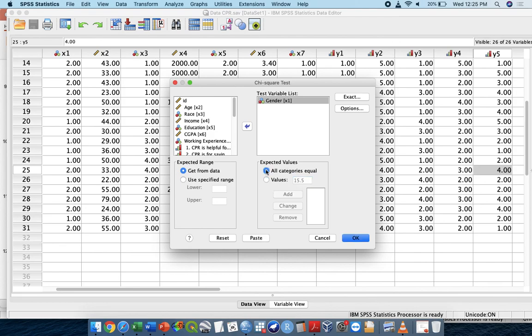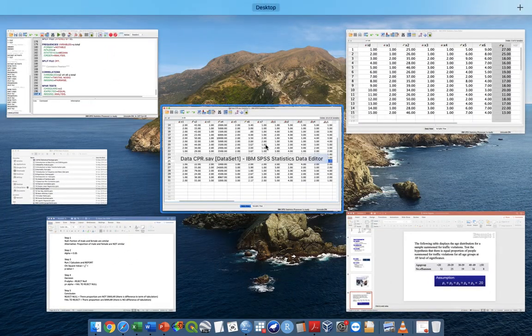Okay. In this case, let's say I run it as equal and then I'm going to hit the Paste button. After I hit the Paste button, what is happening in my syntax?